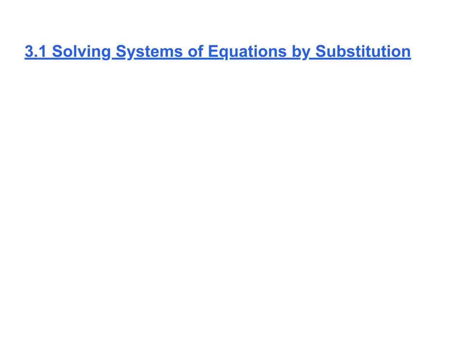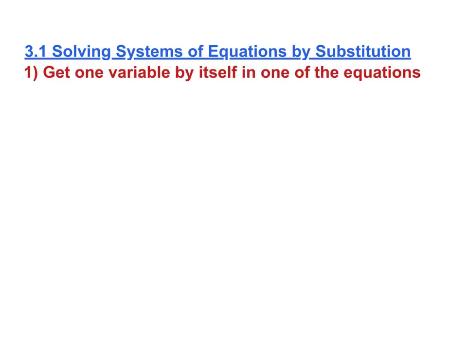So the third and last way that we're going to look at, there are more than 3 ways, but we're only going to look at 3, is solving by substitution. Okay, so you're going to get one variable by itself in one of the equations. Now sometimes that's going to be done for you, and the first example we look at will have a variable by itself already. In other cases, we're going to have to do that.